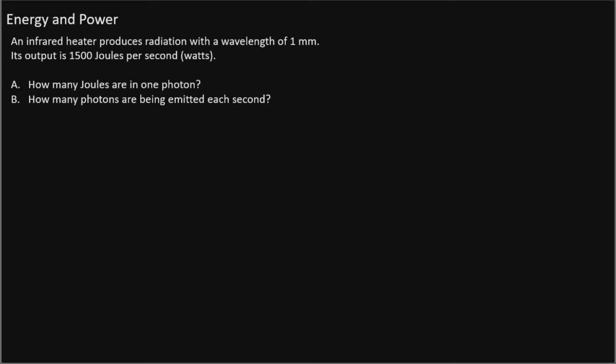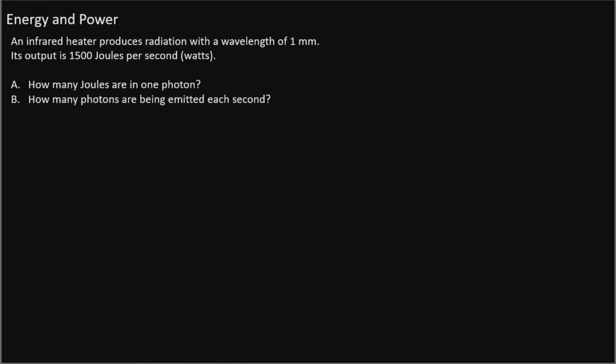This question tells us that an infrared heater produces radiation with a wavelength of 1 millimeter. Its output is 1500 joules per second, or 1500 watts. We are asked how many joules are in one photon.